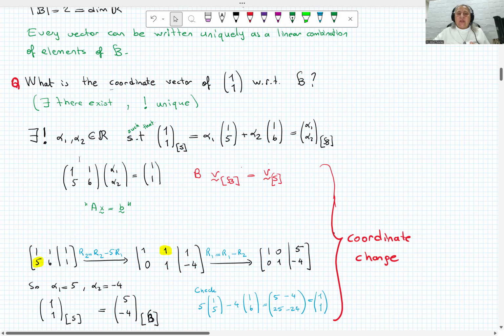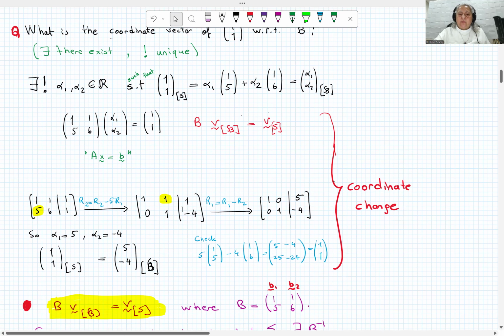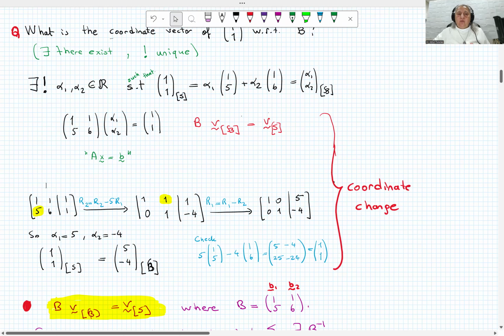So how can we solve this equation? Usually we set up the augmented matrix, apply the row operations, find the reduced row echelon form, and find a solution. This is one way to do it. If you do that, just apply the row operations. So this is the coefficient matrix, and on the right-hand side, we have (1, 1). This is why we have a line here. This is the coefficient matrix, and this is the b vector.